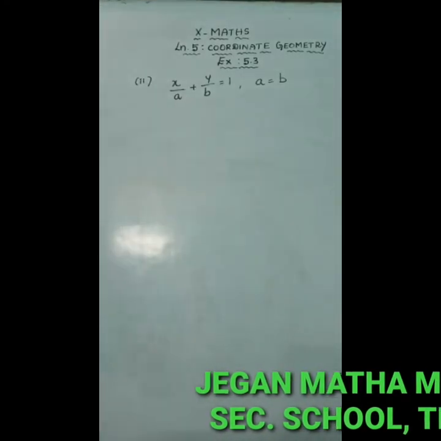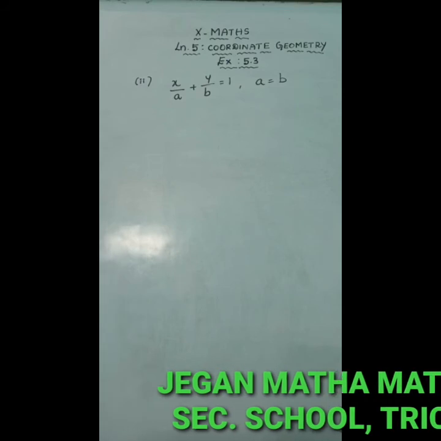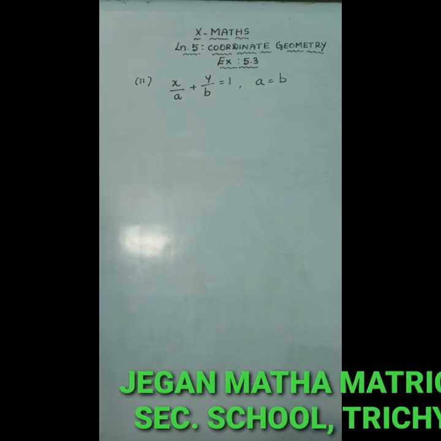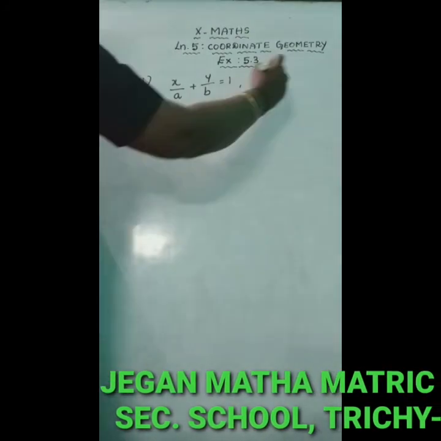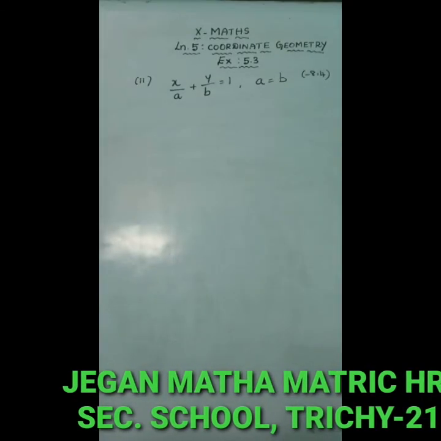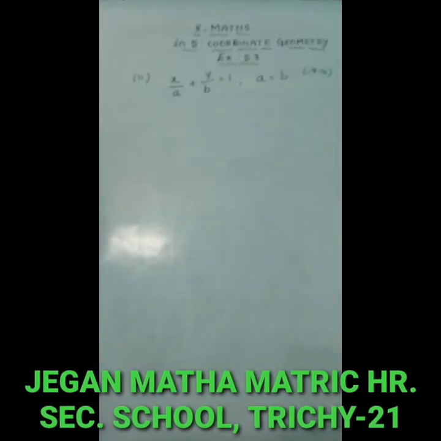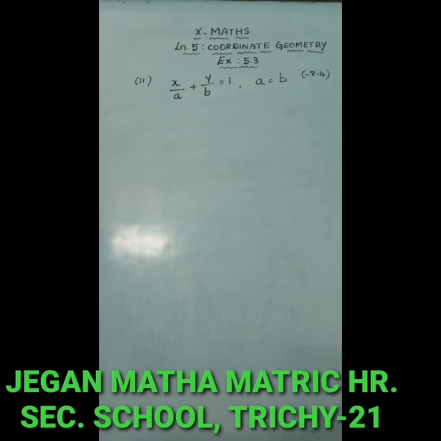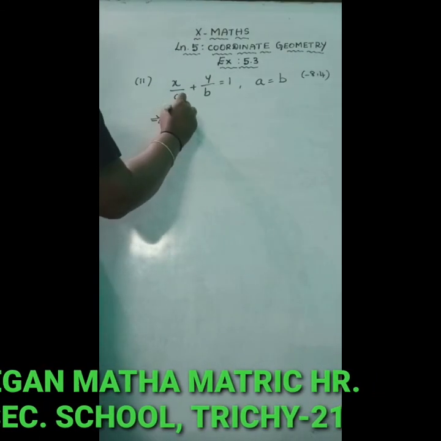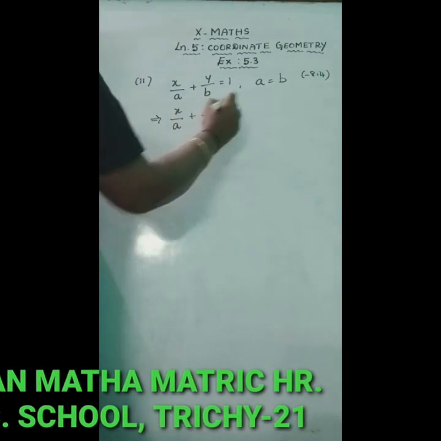The second one: passing through (minus 8, 4) and making equal intercepts on the coordinate axes. So we find the equation of the straight line. The required line is passing through (minus 8, 4) and making equal intercepts on the axes. So the equation of the line in intercept form is x by a plus y by b equal to 1, and also the intercepts on the axes are equal, so b is equal to a. We substitute in the equation: x divided by a, then y divided by a is equal to 1.